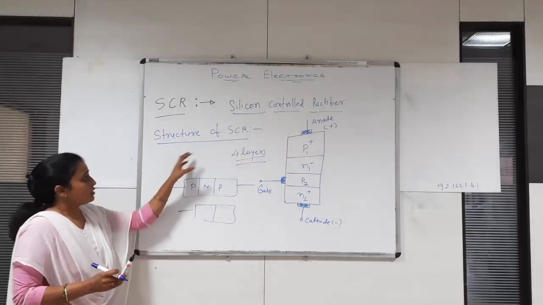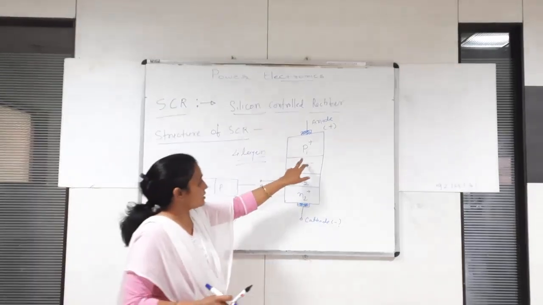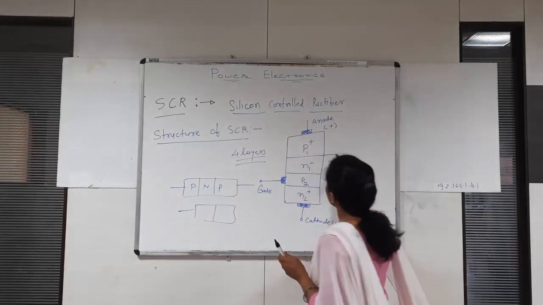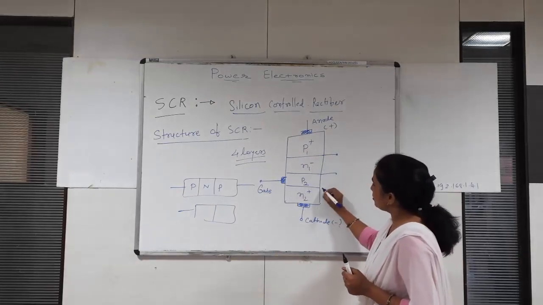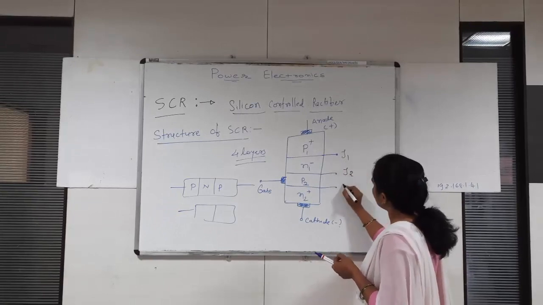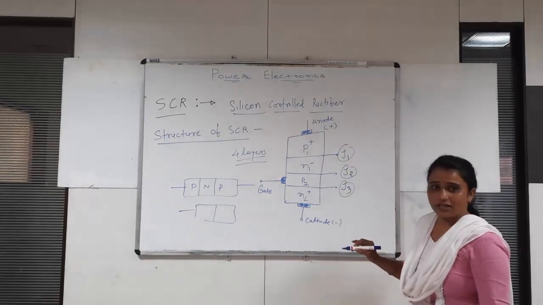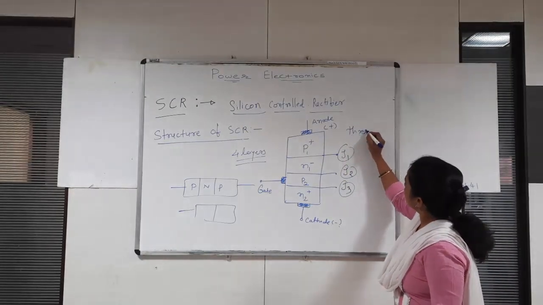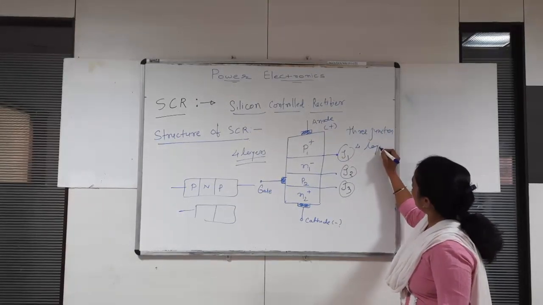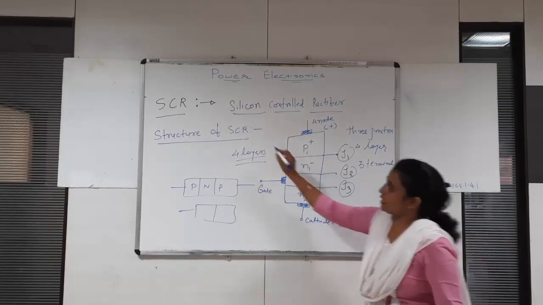Okay, so we can say that SCR is a 4-layer, 3-terminal device, and there are 3 junctions: junction 1, junction 2 and junction 3. So there are 3 junctions available in an SCR. It's a 3-junction, 4-layer device, and 3 terminals are used in an SCR.